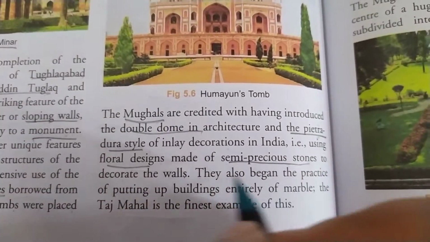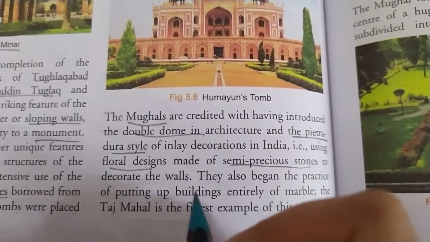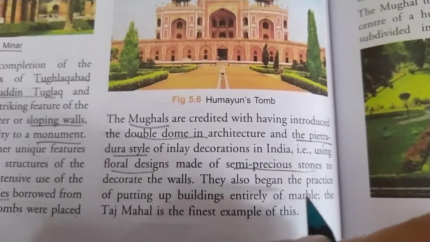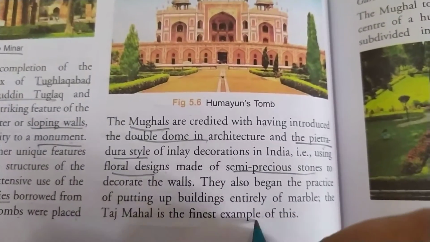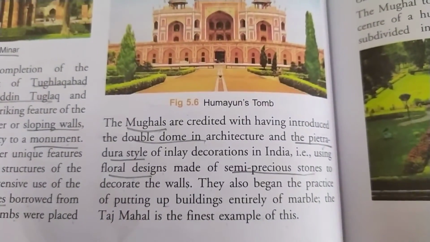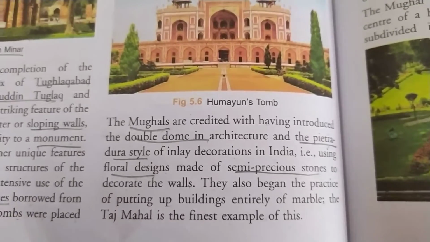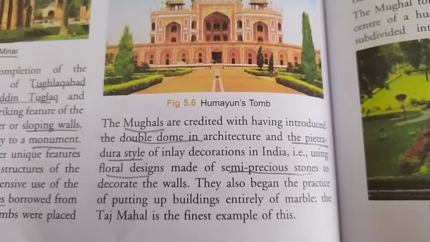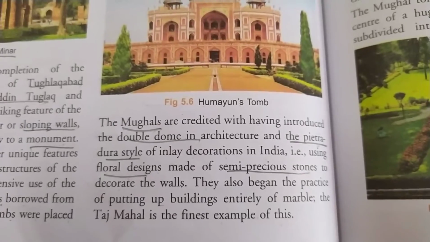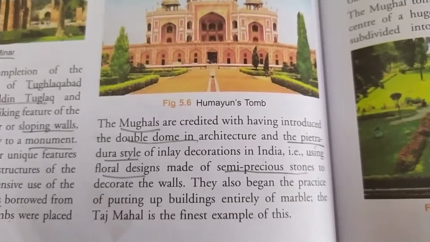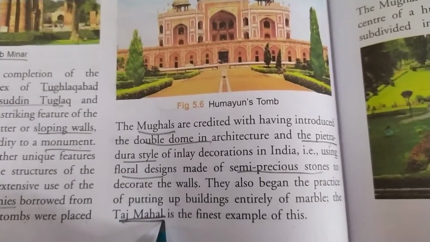They also began the practice of putting up buildings entirely of marble. The Taj Mahal is the finest example of this. So even during the Mughal period, they made buildings using only marble to make the whole monument. At present the famous example is the Taj Mahal, which is at Agra.